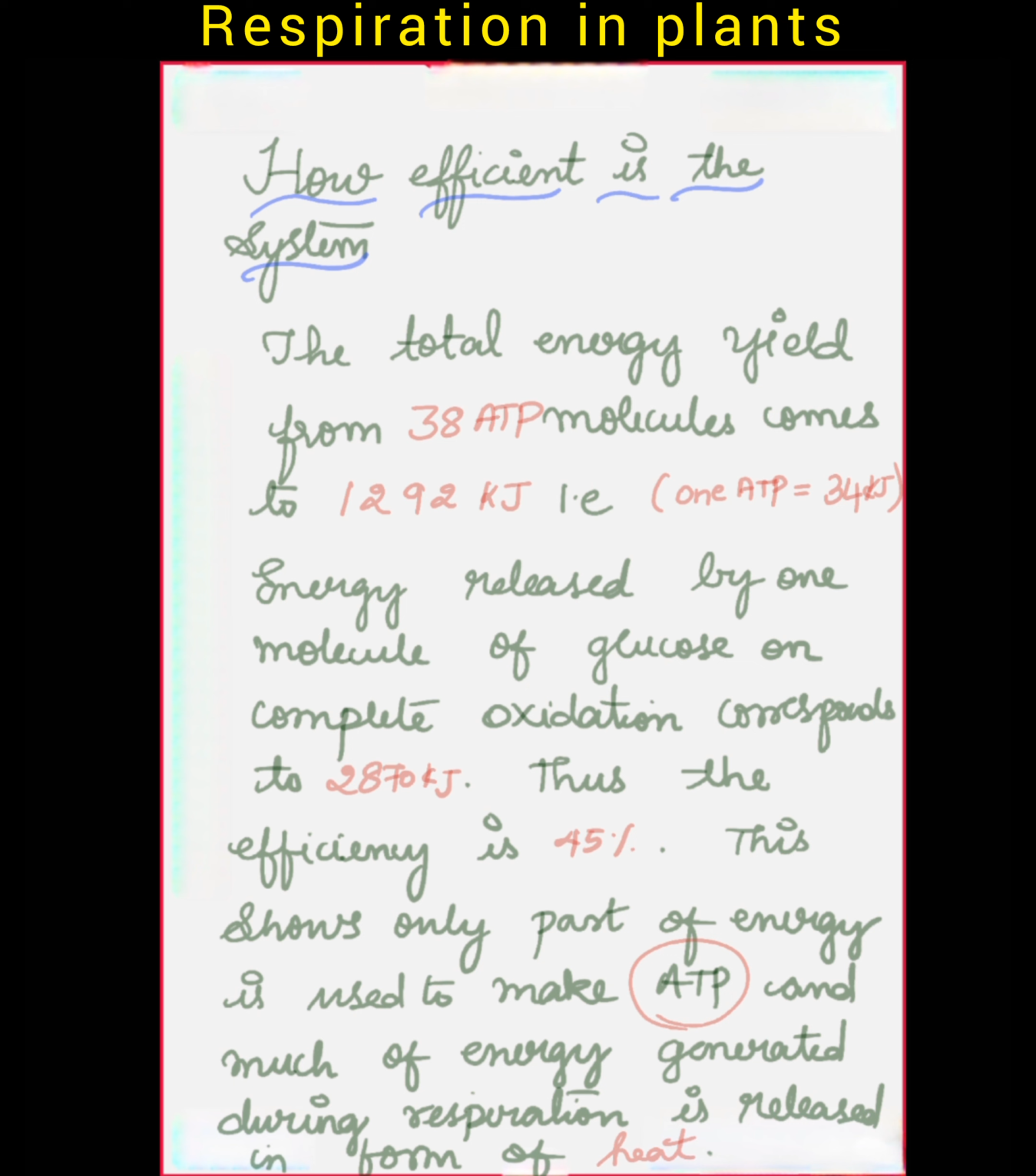We are getting a total energy of 2870 kilojoules, but not all of this energy is converted into ATP. How much percentage is converted into ATP? That is 45 percent, that is 1292 kilojoules.